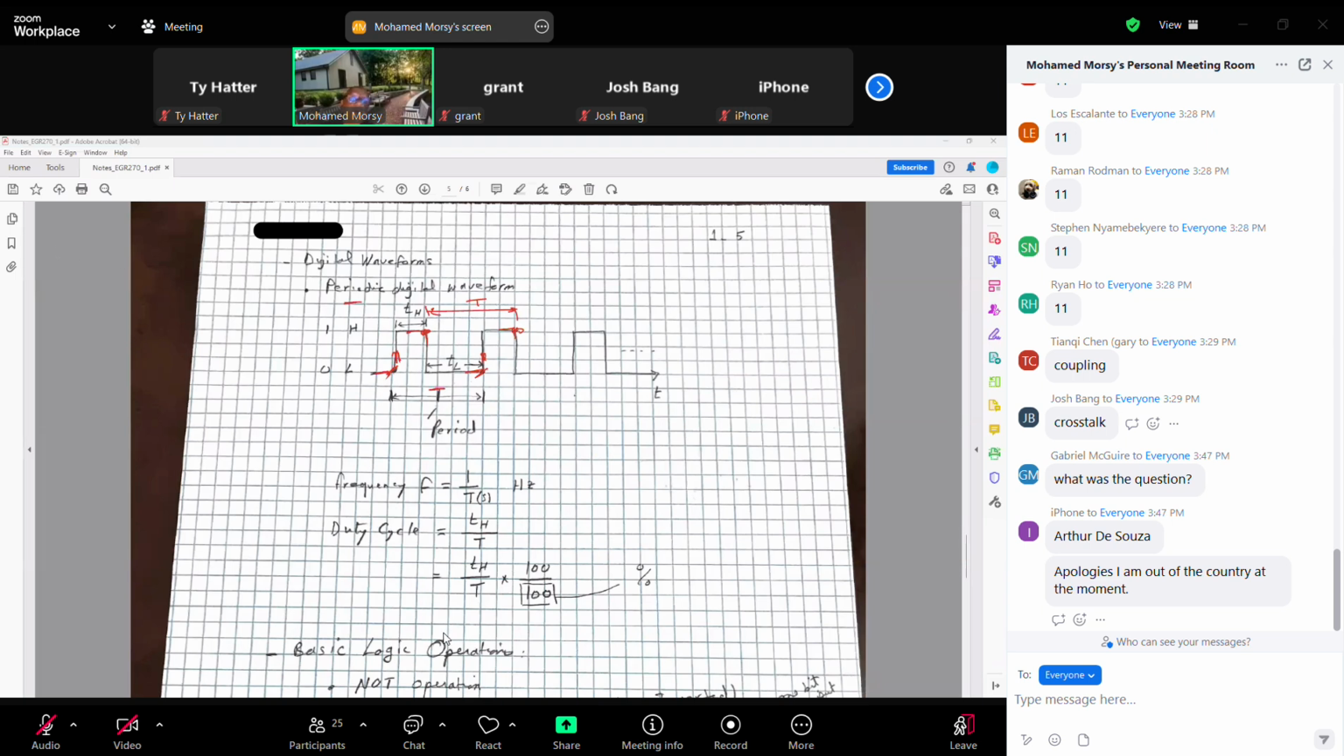So periodic means the pattern repeats itself each big T. Big T is an important parameter in the waveform because from this big T we can get the frequency of operation of the system. So we can see frequency F equals 1 over big T.